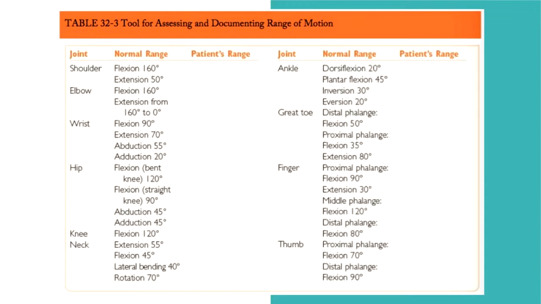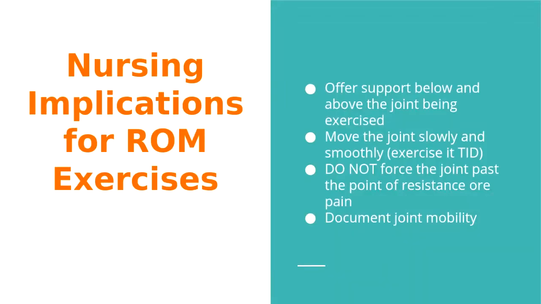Can someone guess what is a really important nursing implication for range of motion exercises? Something that we covered in fundamentals. Just think about, let's say you're doing passive range of motion or assistive range of motion. What is something that you have to be cognizant with the joint? If anyone wants to volunteer or type. Yes, Julia got it. So you need to make sure that whenever you are doing these range of motion exercises, you offer support below and above the joint being exercised.